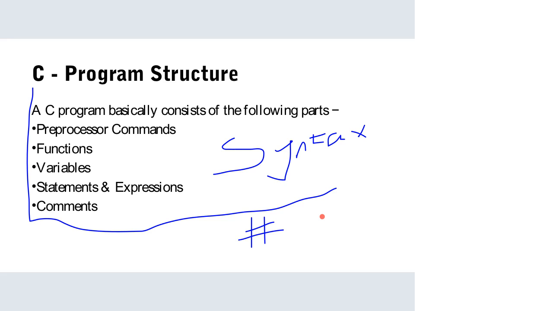Then variables. These are memory locations. In fact, the best definition should be temporary memory locations. So variables are temporary memory locations.